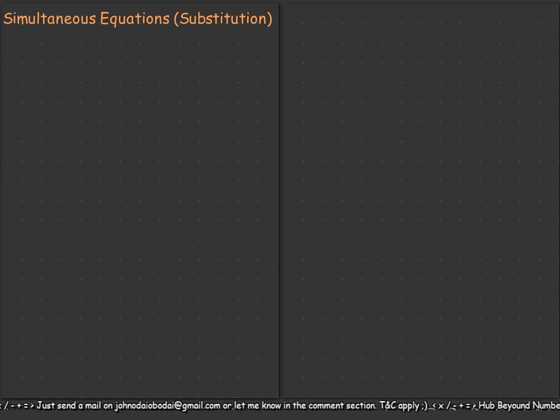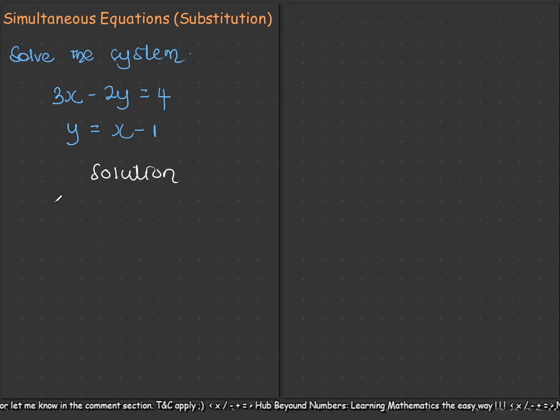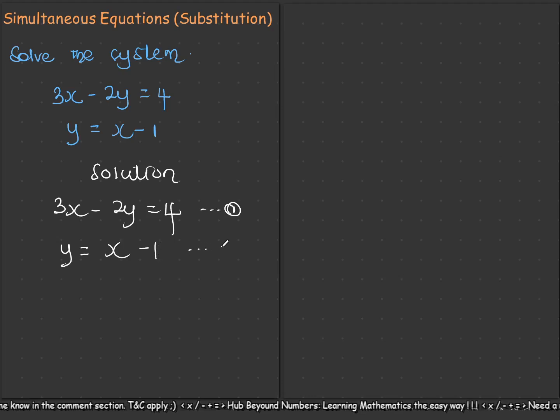Now, let's solve the following. Starting with this question here, and per the steps we considered in the previous one, we have to solve the system 3x minus 2y equals 4, and y is equal to x minus 1. So our solution. As I usually do, I would like to name my equations. So this here becomes my equation 1, and y equals x minus 1 becomes my equation 2. With this said, we want to substitute one of the variables into the other.